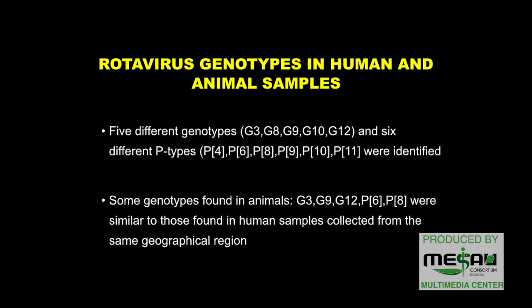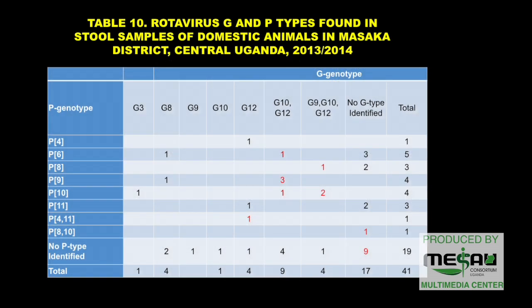So this one shows us the distribution of the G and P types. Maybe to notice that we had a lot of mixtures. About 25% of the samples had mixtures of G and P genotypes, and we failed to identify the G and P in 9 samples. That was about 22% of the samples.